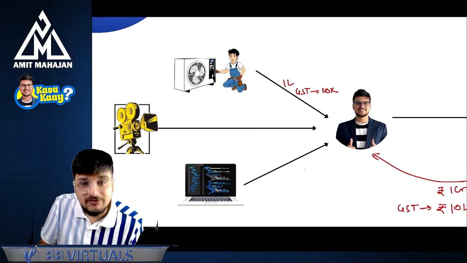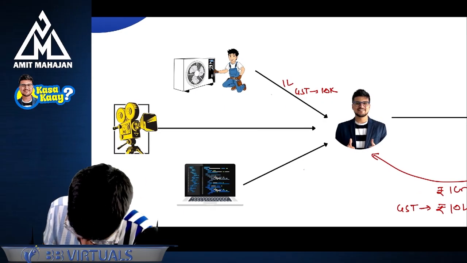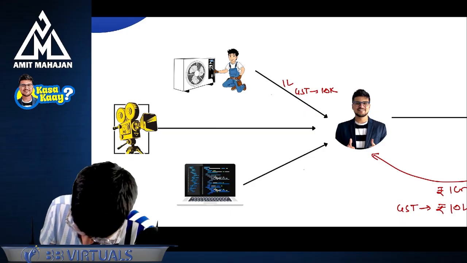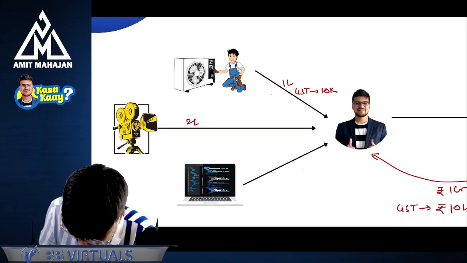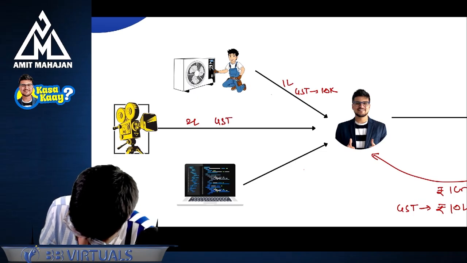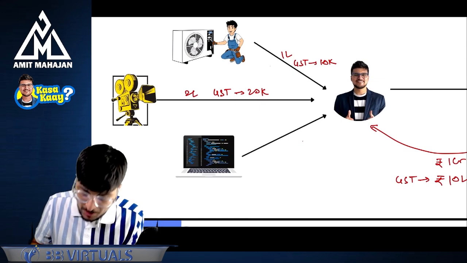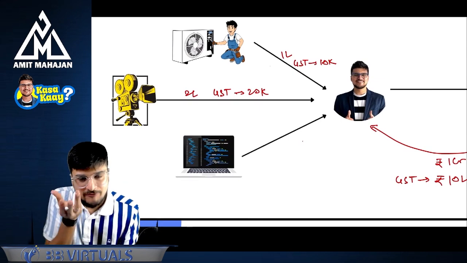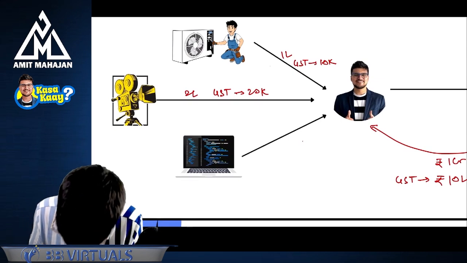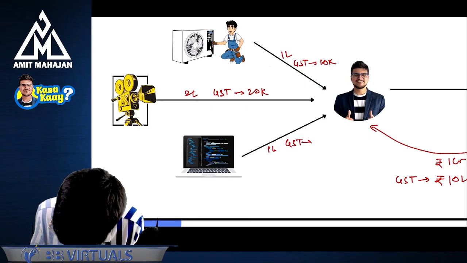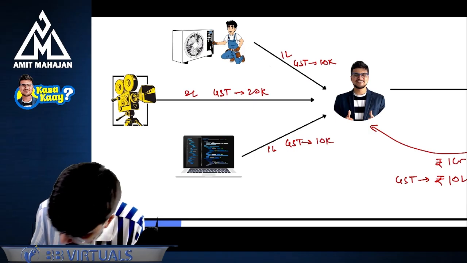Perfect. After that, I will need a camera to shoot myself. So I bought the camera for 2 lakh rupees, where the GST component is 20,000 rupees. Perfect. Now I bought a laptop also, because from that laptop only I will teach you, right? So I bought a laptop for 1 lakh rupees, and the GST which I paid for buying the laptop is 10,000 rupees.